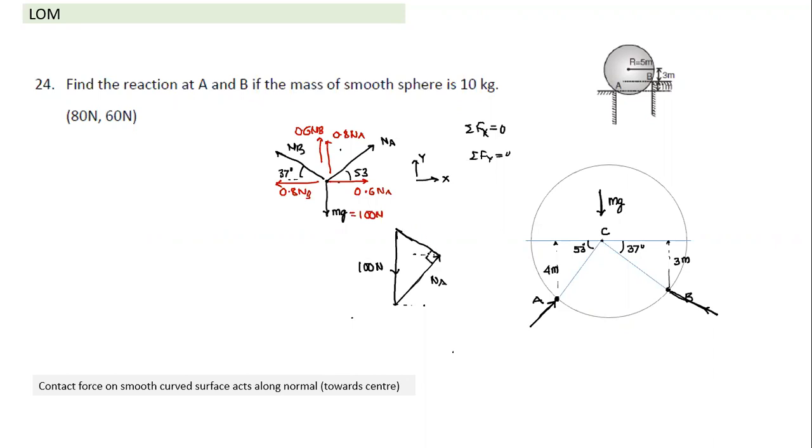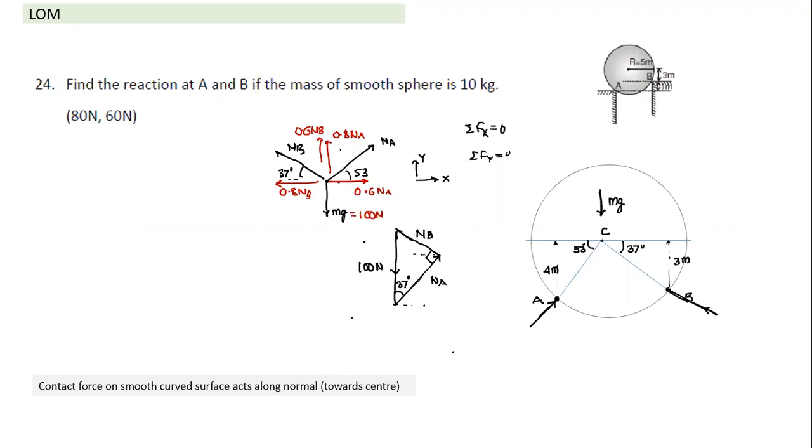This angle becomes 90 degree. And this is NA and this is NB. If this is 53, this is 37. So from here, this is 100. What is NA equal to? NA is equal to 100 cos 37 and NB will be equal to 100 sin 37.